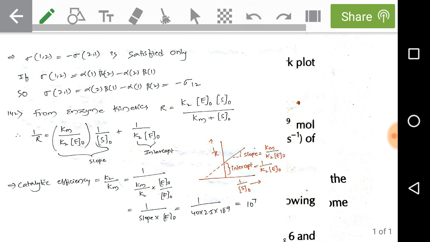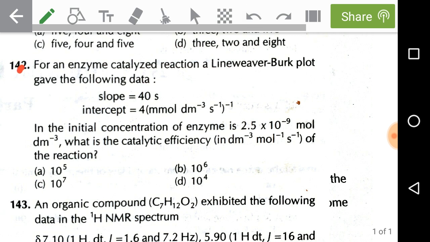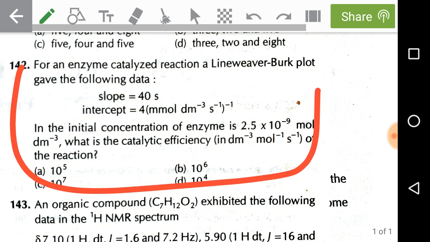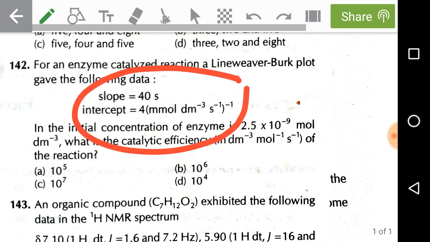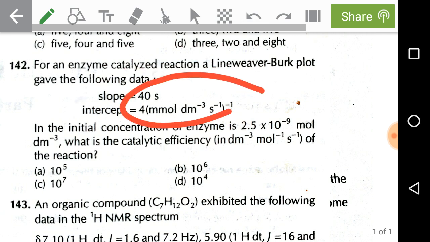Right, and the next question. For an enzyme catalyzed reaction, a Lineweaver-Burk plot gave the following data. Slope is equal to 40 seconds, intercept 4, and the initial concentration of enzyme is 2.5 into 10 power minus 9 mole per decimeter cube. What is the catalytic efficiency of the reaction?